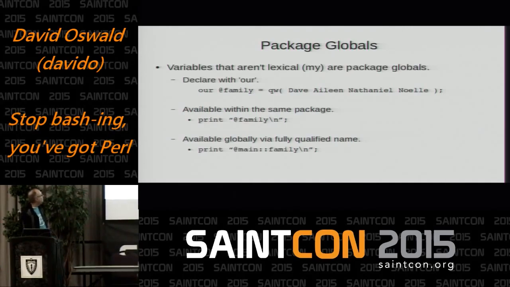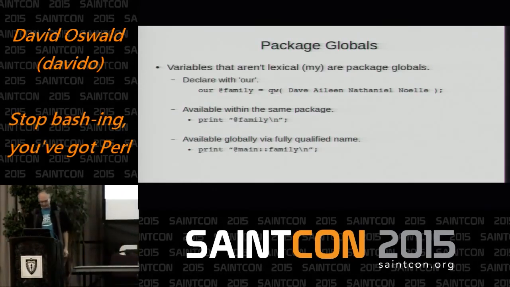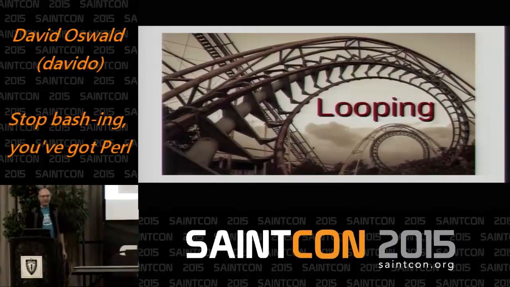Package globals. You can declare global variables with the keyword our. That's my family. Our family: Dave, Eileen, Nathaniel, and Noel. Within the same package, I can access that variable, print family, and it'll print my family's names. Or from outside of the package, I can print main family. I can print the package that it comes from and the variable name, and it'll do the same thing, print the family.